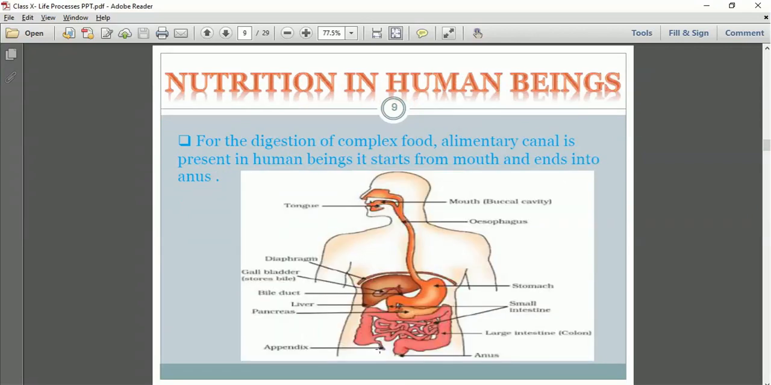Nutrition in human beings, I believe you all must be aware of it. For the digestion of complex food, the alimentary canal is present in human beings. It starts from the mouth and ends in the anus. So basically the entire structured digestive system, starting from the mouth to the excretory section like your anus. From the process of chewing your food to excreting the waste material out of the body, this is the entire process of nutrition.